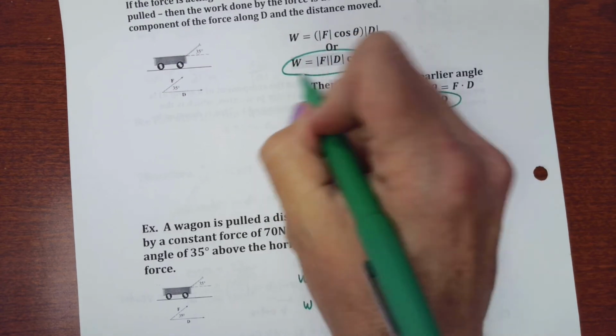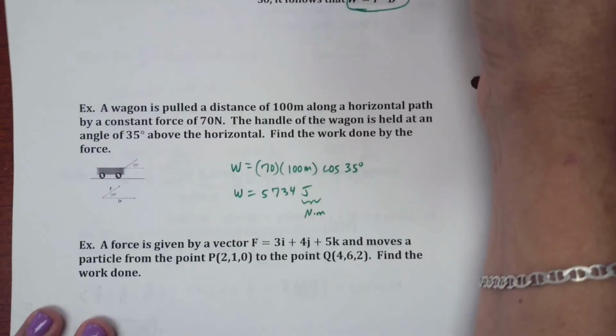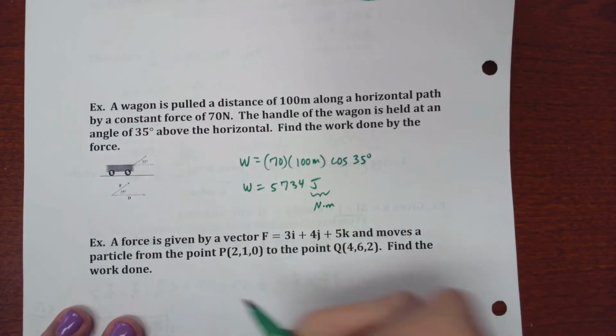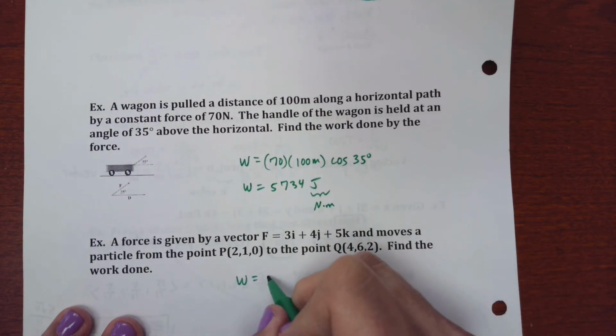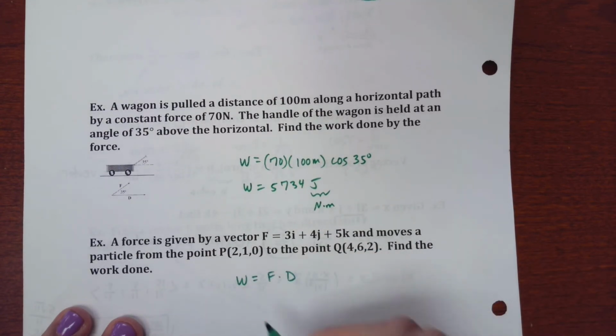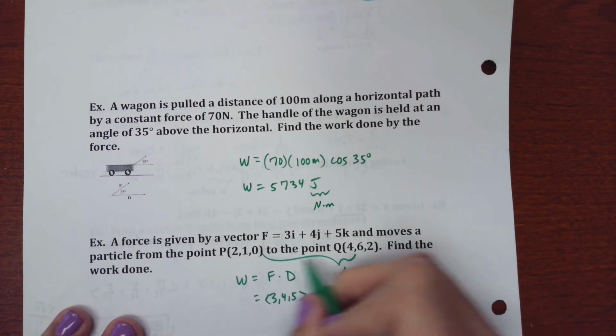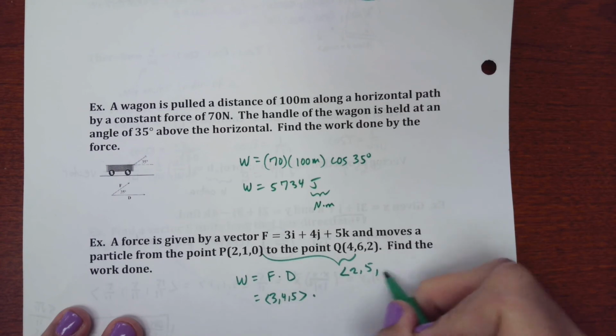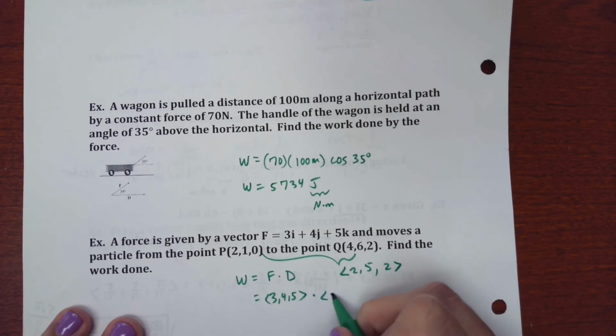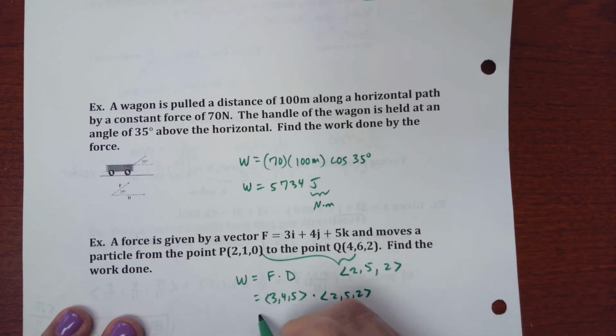And over here, the other format of this, so these are two formats of work, and that's if you're just given the actual vectors. So your work can also be the force vector dotted with the direction vector right there. Okay, so your force vector, 3, 4, 5, dotted with your direction, which moves from this point to that point. So I need to find this vector right here. So 4 minus 2 is 2. 6 minus 1 is 5, and 2 minus 0 is 2. So I'm dotting that with 2, 5, 2. Okay, and so that comes out to 36 joules.